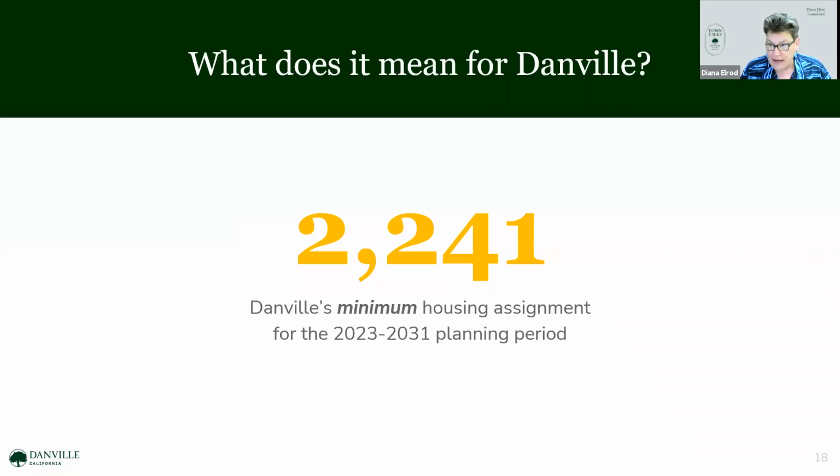So what does this mean for Danville? Right now, it means we have to find enough parcels for a minimum of 2,241 units for the 8-year planning period that begins in 2023 and runs to 2031. And note that this is a minimum assignment, which we'll explain a little bit more later. Next slide, please.